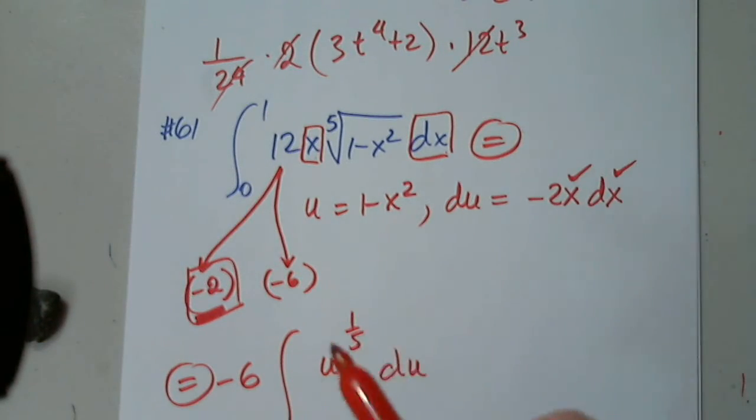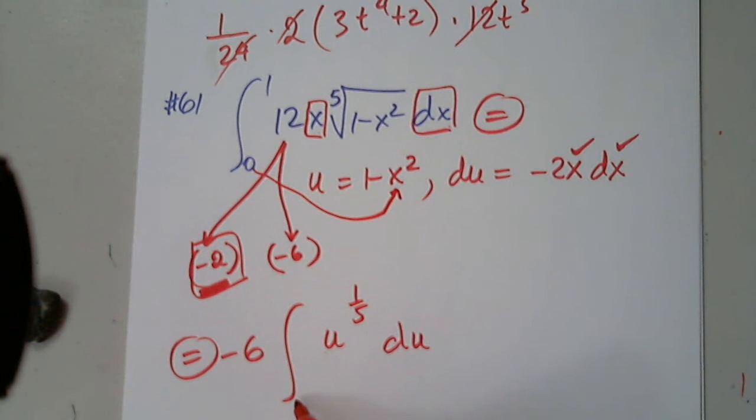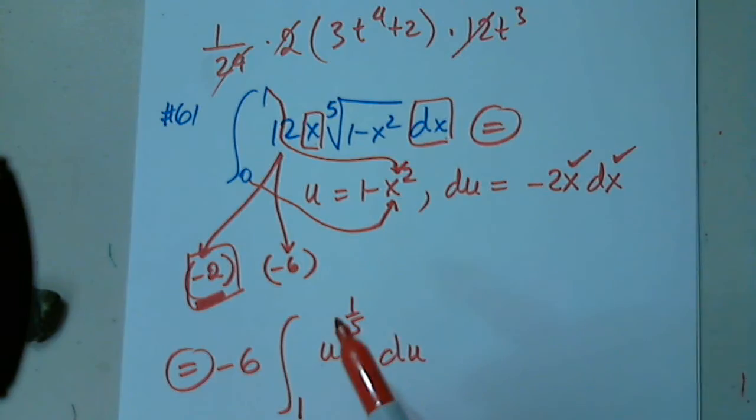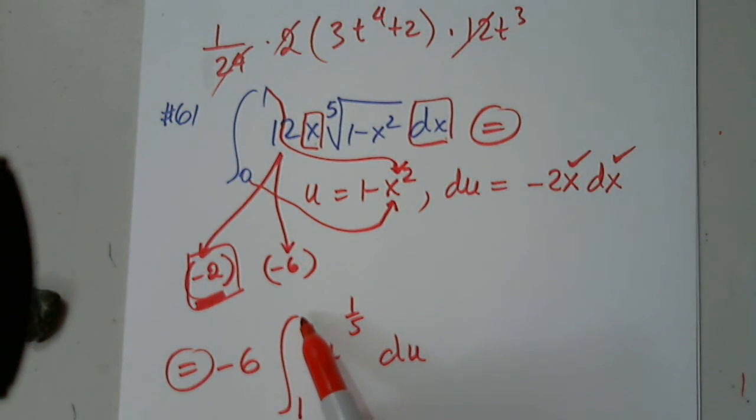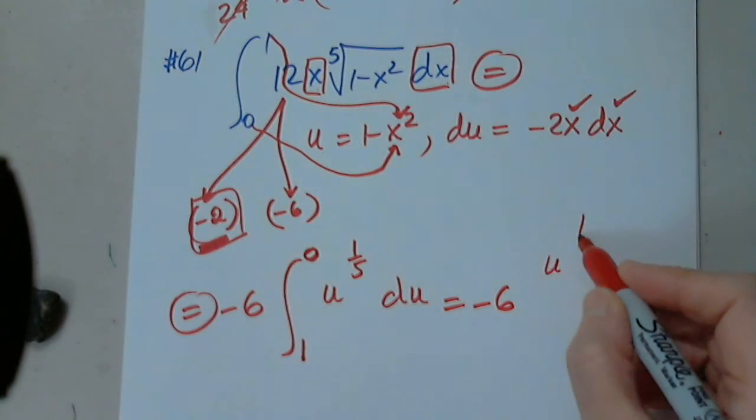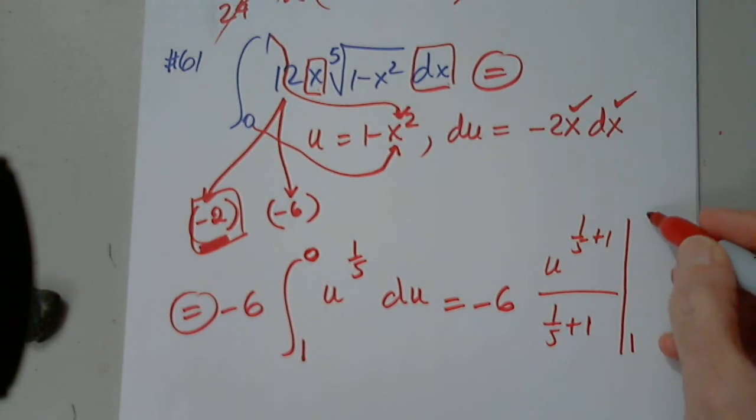Now the moment of truth. Please plug in 0 and determine the lower limit for u. One. Excellent. Now please plug in 1 and determine the upper limit for u. Minus 1. 1 minus 1, 0. Perfect. Okay, so negative 6, u to 1/5 plus 1 over 1/5 plus 1 from 1 to 0.